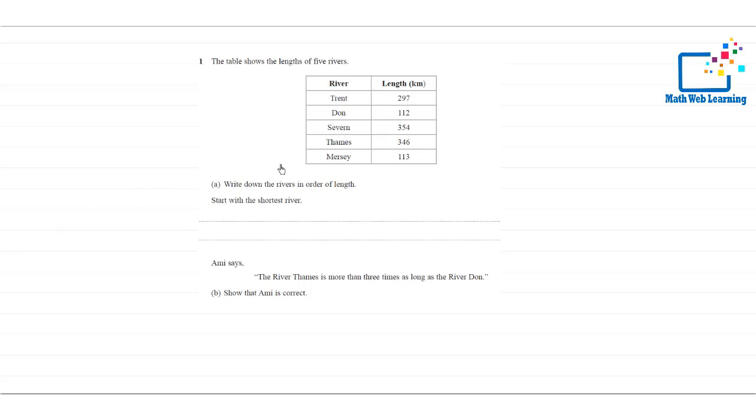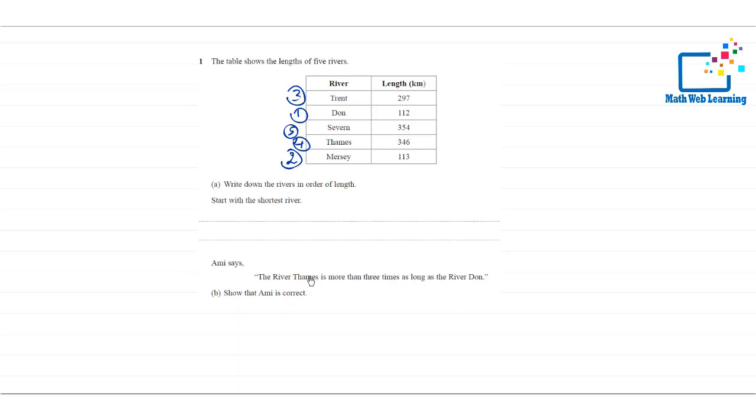Question number 1. We need to put the length of rivers in order of size. So I'm going to put numbers against the river names instead of writing them down here. So Don is the shortest river. Number 2 is Mersey. Number 3 is Trent. Number 4 is the Thames River, sorry. And number 5 is the Severn.